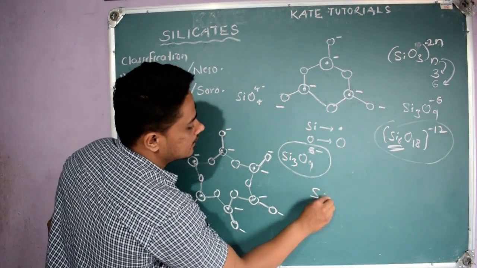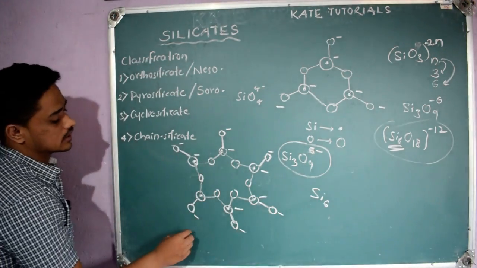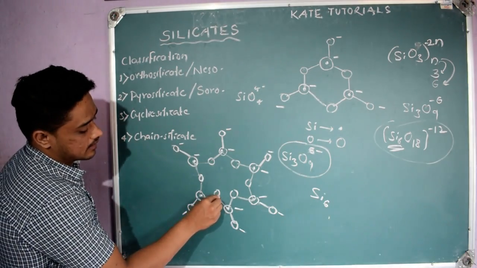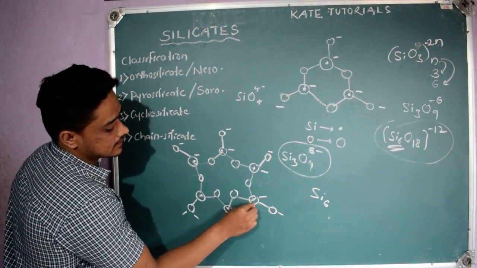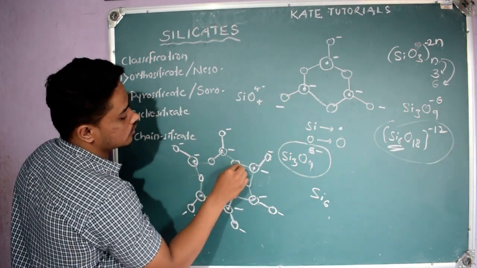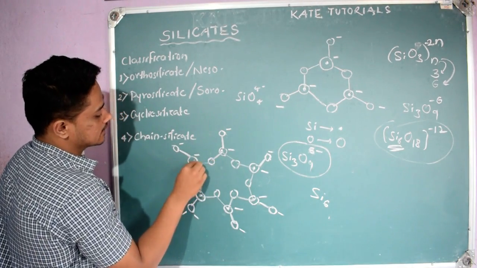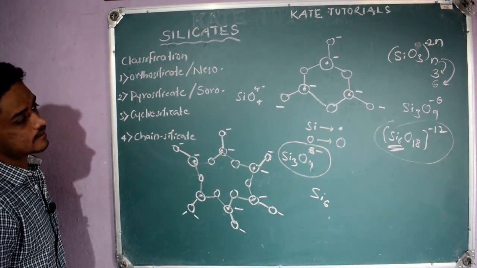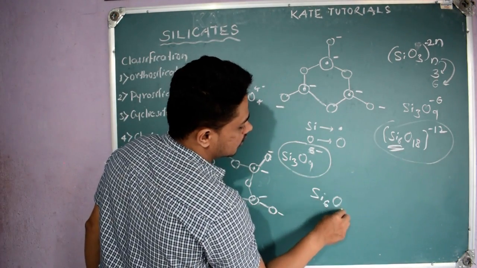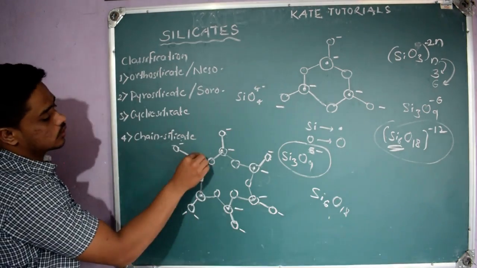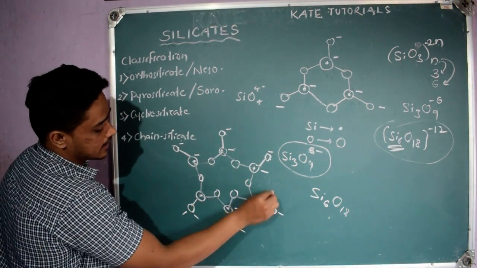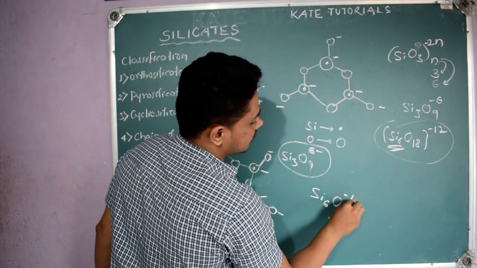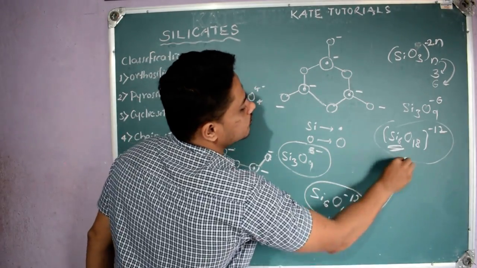So it is Si 6. How many oxygens? You just count. From here I will count 1, 2, 3, 4, 5, 6, 7, 8, 9, 10, 11, 12, 13, 14, 15, 16, 17, 18. Right? 18. I am getting 18 oxygens. Negative charge: 1, 2, 3, 4, 5, 6, 7, 8, 9, 10, 11, 12. Minus 12 negative charge. So same formula we got.